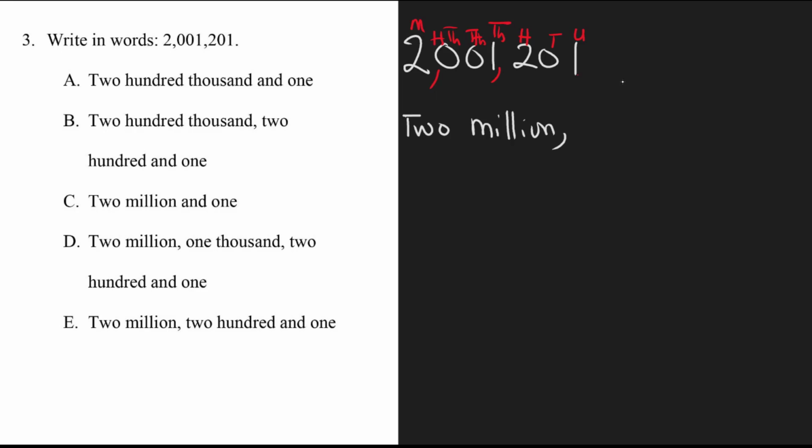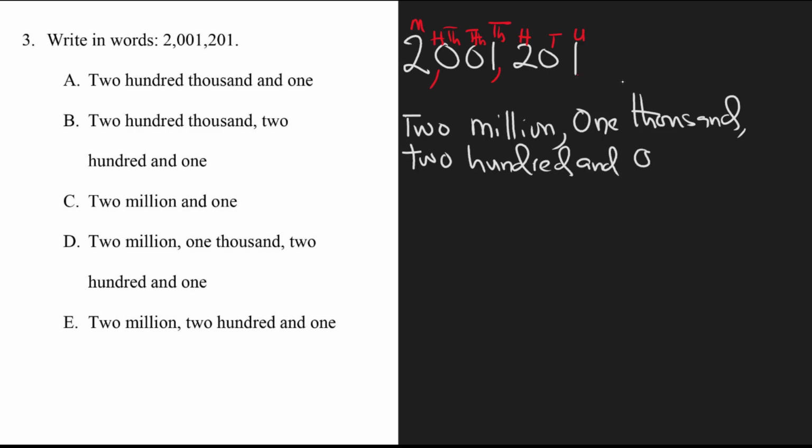Then do we have anything here? This is 0 0. Then we have 1000, comma, then we have 200, we have no tens, and we have 1, that's the unit, and 1.